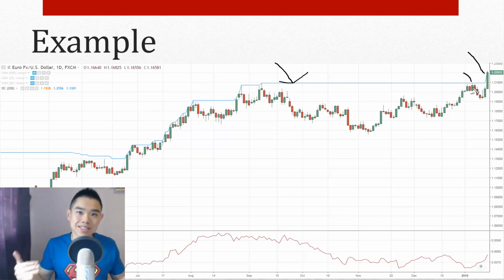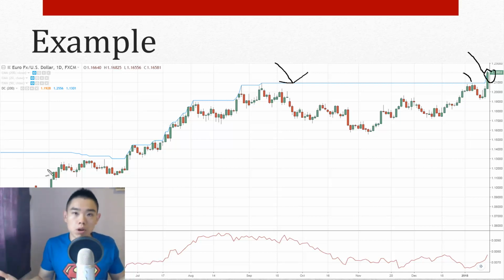So now what you're looking for is a candle to actually close higher than this candle. And this is the one. This new recent candle has closed the highest over the last 200 days. So this is where we go long, because it has closed the highest over the last 200 days.